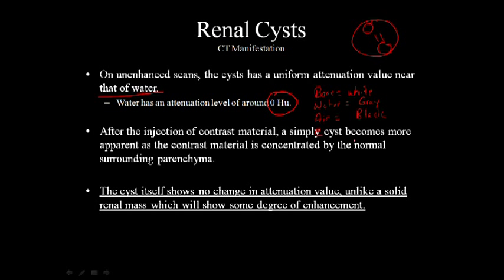becomes more apparent as the contrast material is concentrated by the normal parenchyma. So basically the cyst is not going to enhance, as we see that there is no change in attenuation value. However, it's going to become more apparent. It's going to jump out at you because of the kidney actually absorbing the contrast material. And so it's going to really provide an interesting contrast. It's going to make it stand out due to the fact that the kidney has got enhancement.